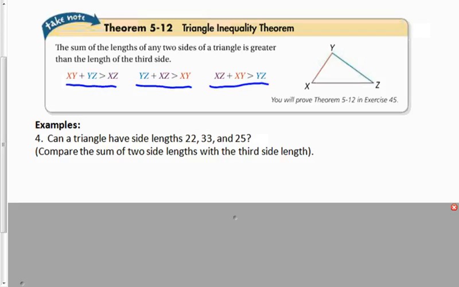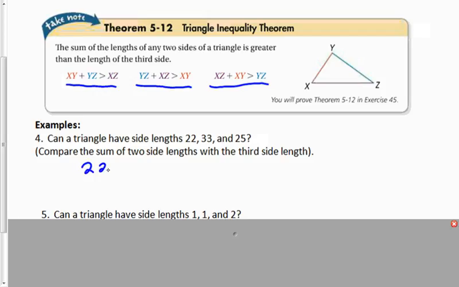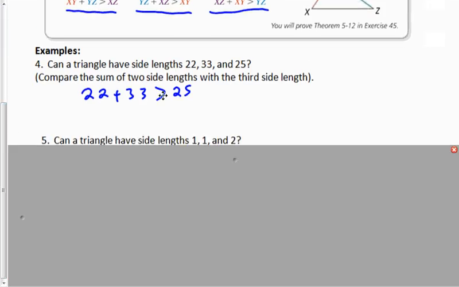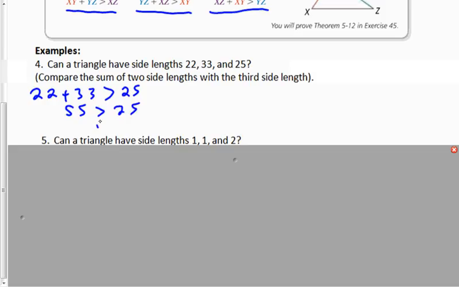Compare the sum of the 2 side lengths with the third side. So let's try a couple different ones. 22 plus 33 has to be greater than 25. That's true because that would be 55, which is greater than 25. Okay, that's good. But here's the thing, we have to do that with all of them. So let's try 22 plus 25. Is that greater than 33? Yes, because that would be 47, which is greater than 33.